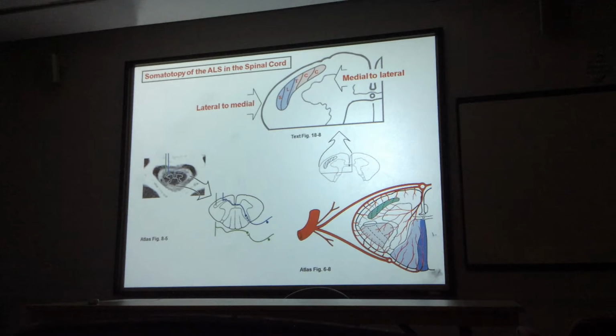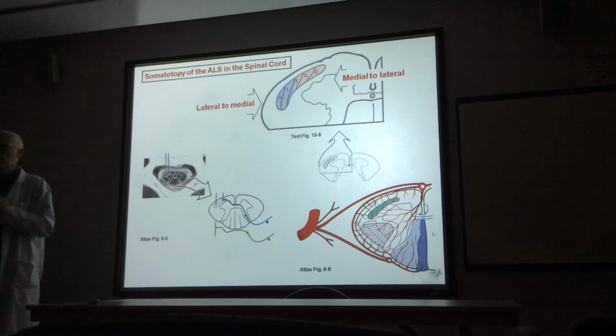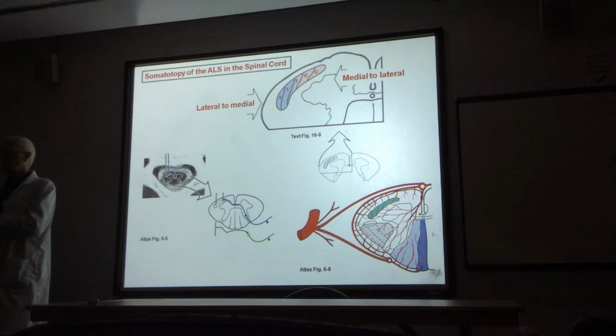So once we get in the cord, as the fibers are coming across the midline, the low ones come across and they stack up out here: sacral, then lumbar, then thoracic, then cervical, and higher cervical. So the lower fibers are represented laterally in the tract, the upper fibers represented medially in the tract. Everybody follow?